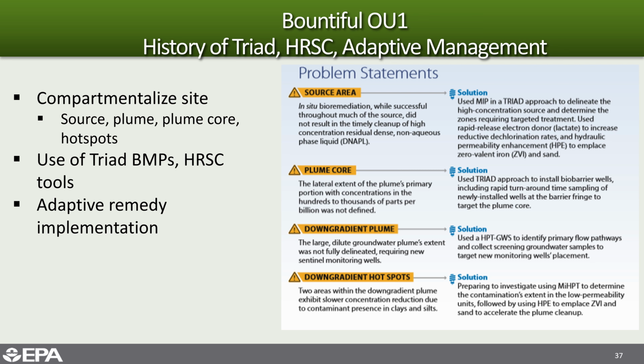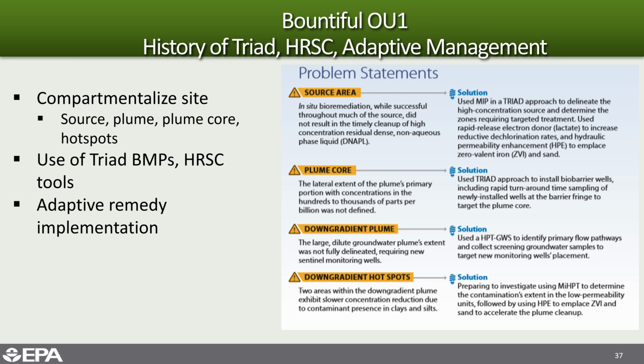And lastly, I would say one of the great things about the Bountiful Operable Unit 1 site and its history has been the fact that the team, the EPA team, their contractors, CDM Smith, the state of Utah, all have been amenable and eager to use and employ triad techniques, high resolution site characterization, and even adaptive management as they move into applying the remedy.